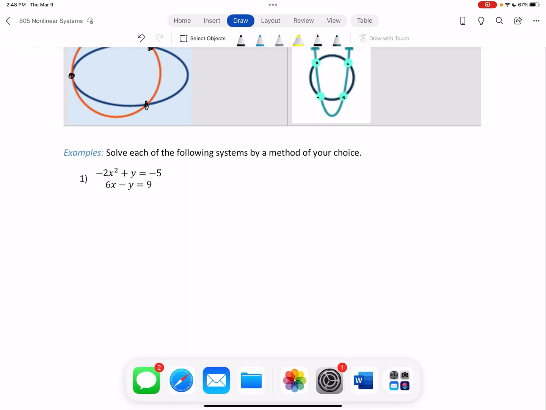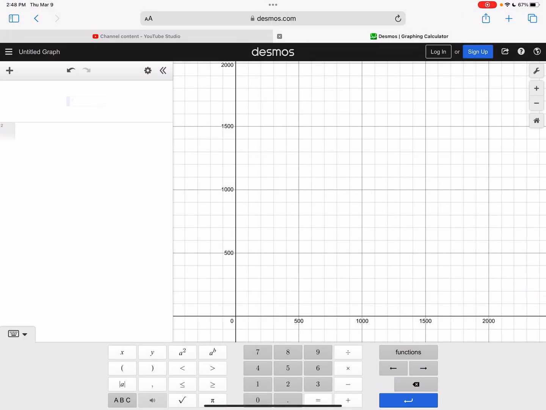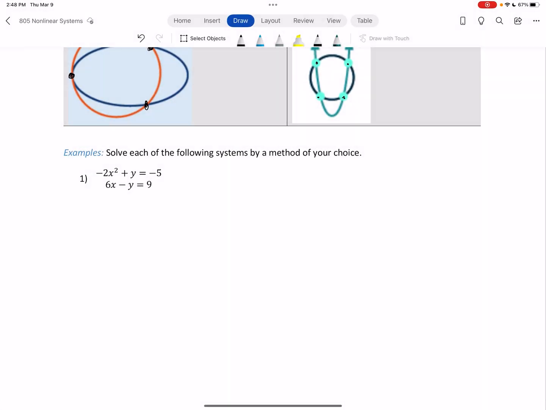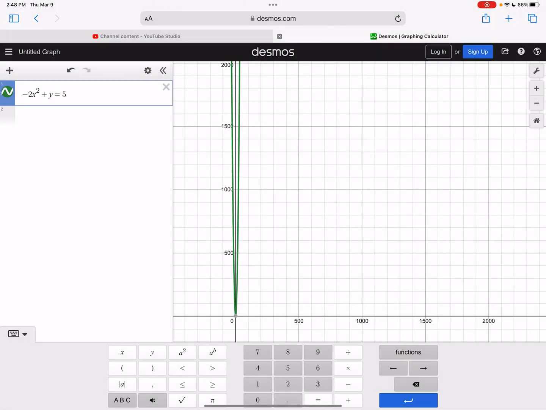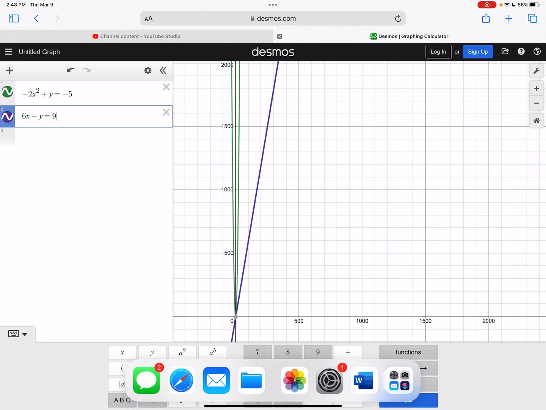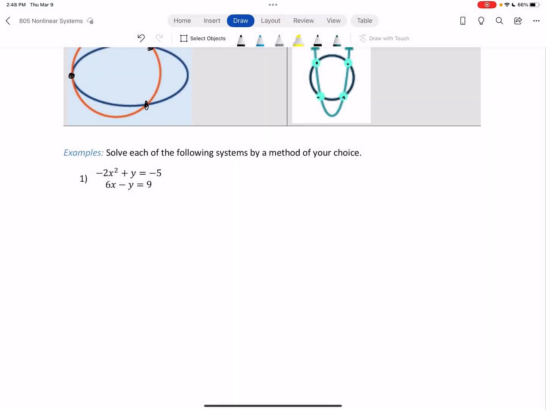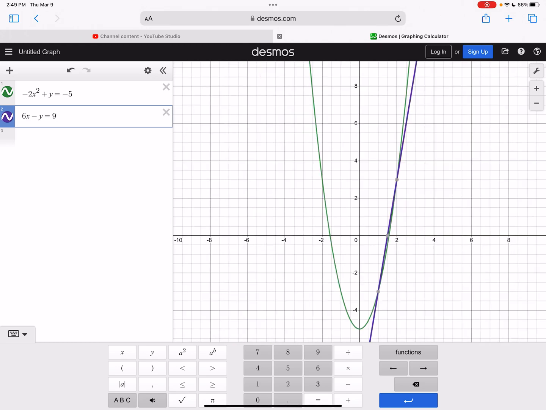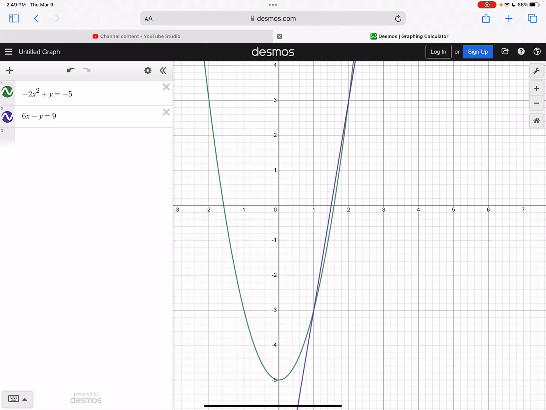So I'm going to pull up my Desmos and graph negative 2x squared plus y equals negative 5, and 6x minus y equals 9. Sorry, this was negative 5. Let me check and make sure I got that right. 6x minus y is 9, negative 2x squared plus y is negative 5. If you hit the home button over here, it'll take your window right back to what it started with. I'm going to zoom in a little bit because it's kind of hard to see here.